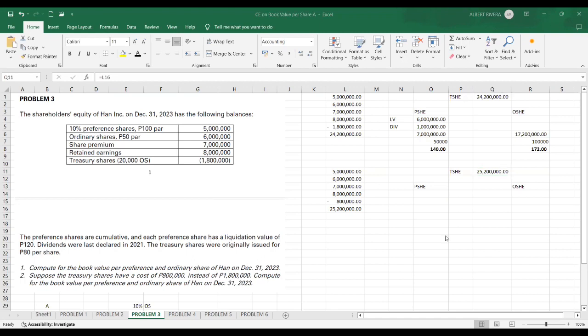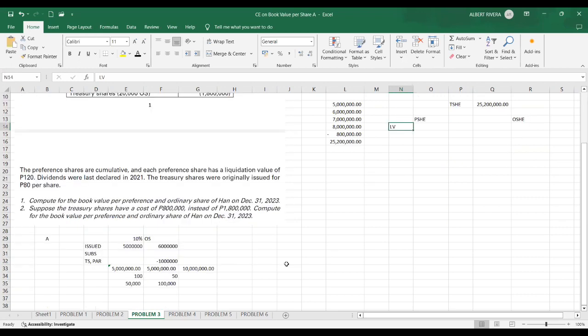Okay? Okay, so let's proceed. So this is 25,200,000 pesos. Again, there is a liquidation value amounting to 120. So the liquidation value here, ito, is ganun pa rin. Diba? That is 6 million pa rin, coming from the number of shares outstanding of 50,000 times 120. Okay, so this is 6 million.